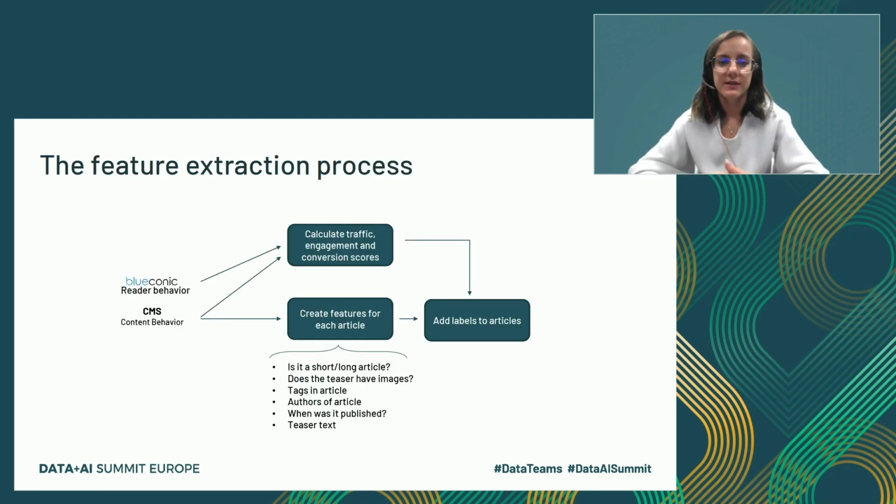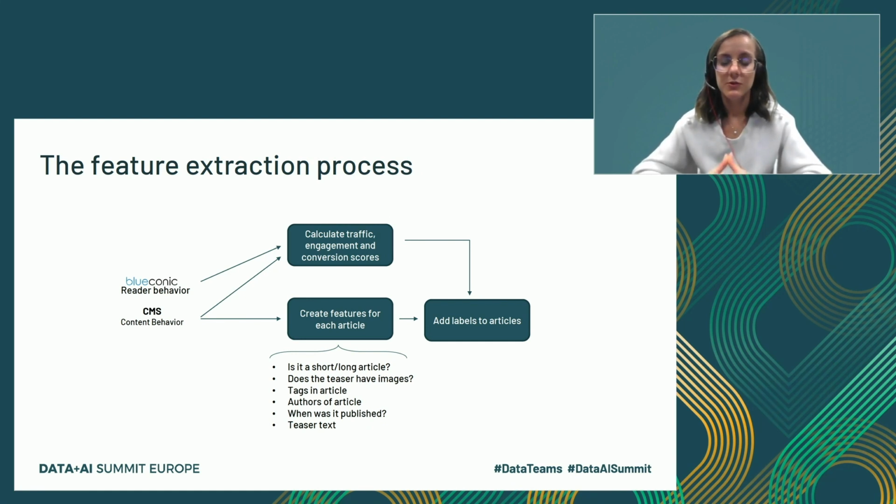Next would be the feature extraction process I would like to share with you. As I mentioned before, we have the reading behavior data and the content behavior data. We use this data together to calculate the different metrics needed for the different scores. At the end, we calculate the traffic, the engagement, and the conversion score.